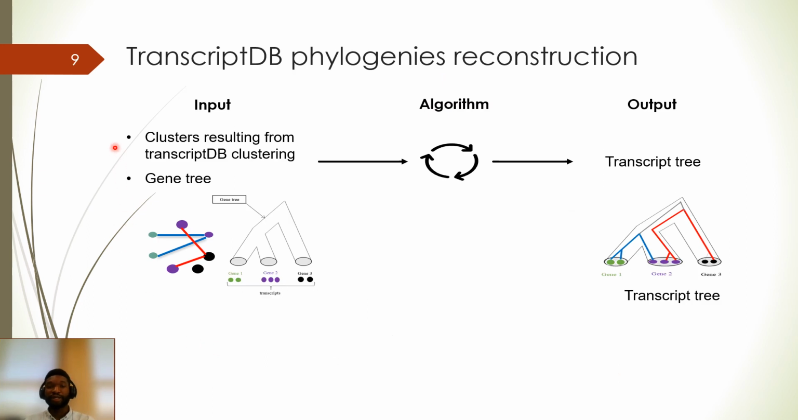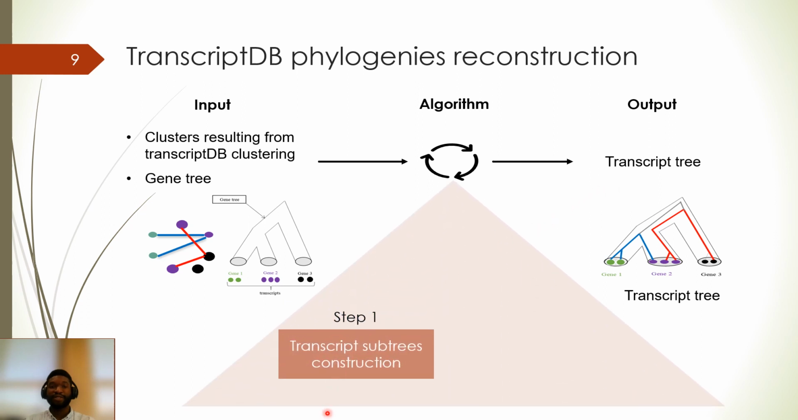There is also an algorithm for transcript phylogenesis reconstruction developed in our lab. The algorithm takes as input the clusters of conserved transcripts from TranscriptDB clustering and the corresponding gene tree, and gives as output a transcript tree. The algorithm has 2 steps. The first step is the transcript subtrees construction and the second step is the transcript supertree construction.